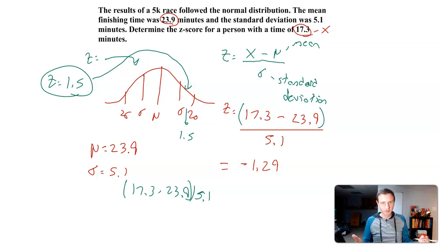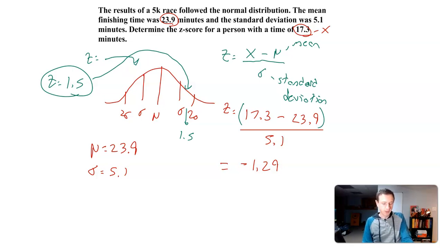It's just going to do order of operations. So not putting those parentheses in is going to tell the calculator to do the division first, and then do 17.3 minus whatever that comes out to be. So if you're doing homework or something, and you're not getting quite that answer, the answer is looking weird, it's probably because of that. I would just do 17.3 minus 23.9, hit enter, then divide the answer by 5.1. But anyway, we get negative 1.29 as our z-score.